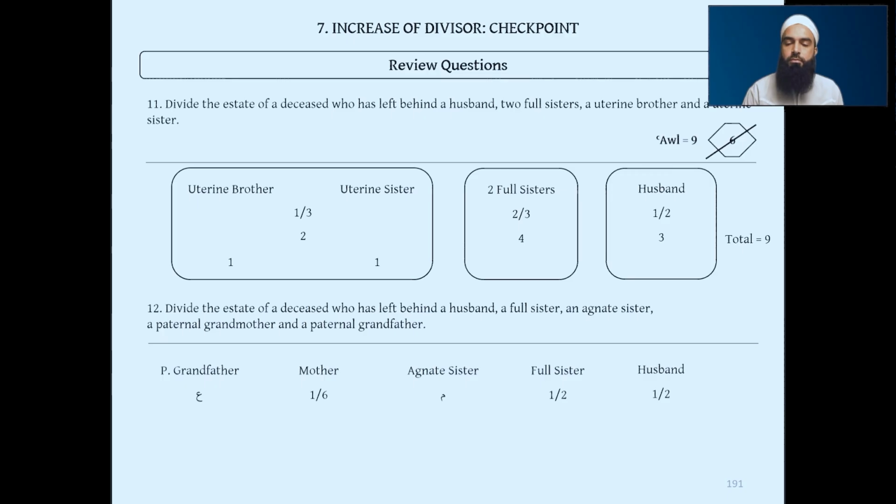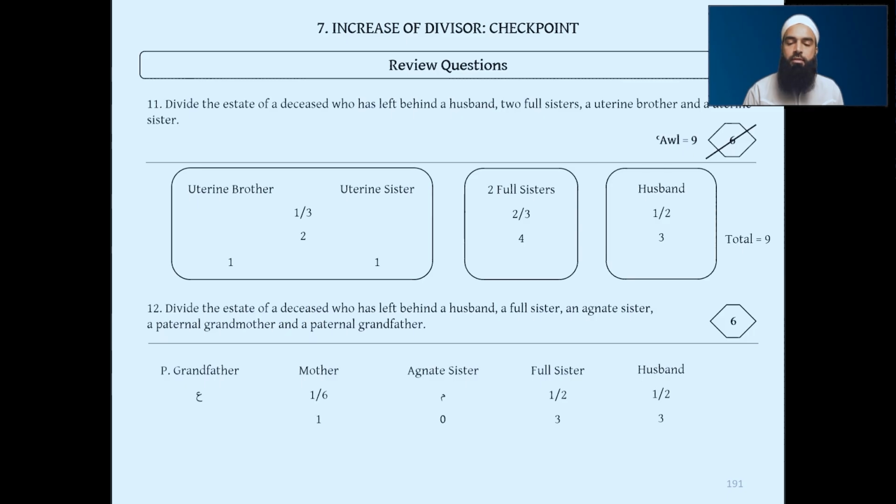So we can see there's 1/6 from group 2 and there's half and half from group 1. So we just use the 2 from the half denominator, times it by 3, which gives us 6 as our divisor. Husband gets half of the 6, which is 3. Full sister gets half again, which is 3. Agnate sister gets nothing. Mother gets 1/6 of the 6, which is 1.